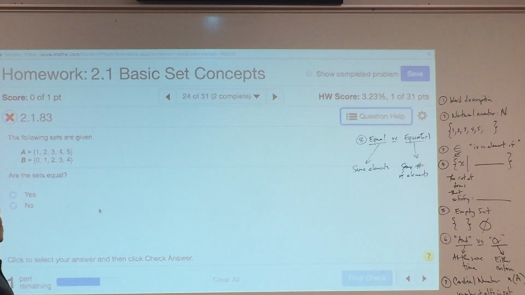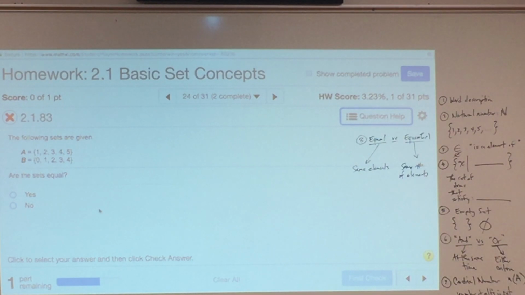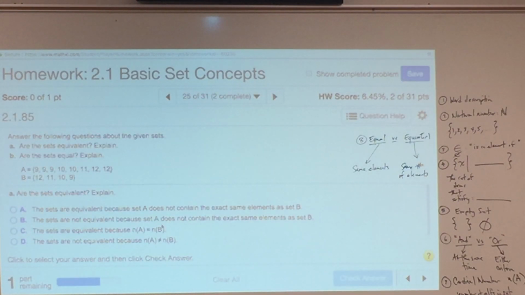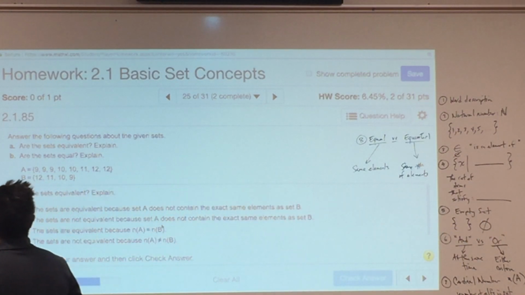Okay, are the sets equal? Now that we know our definition, are they equal? 1, 2, 3, 4, 5, 0, 1, 2, 3, 4. No, they're not equal. They don't have the exact same elements, so they're not equal. Are they equivalent? Yes, they are because they have the same number of elements. Their cardinal numbers are both 5. All right, got it? Now, let's pause here because this is kind of a tricky question.